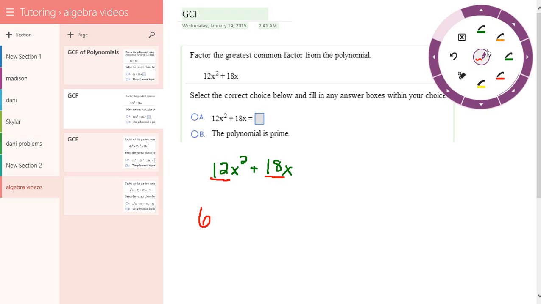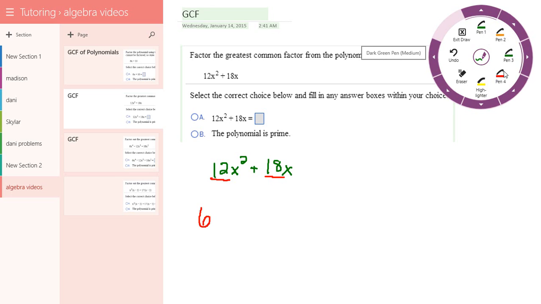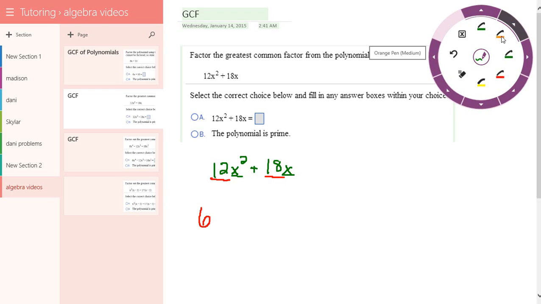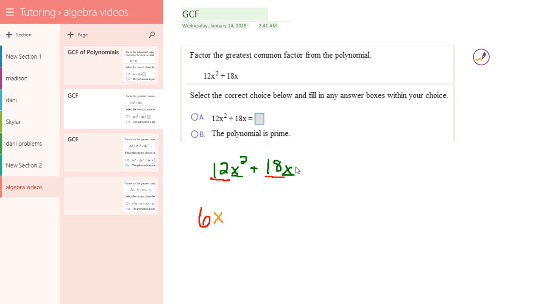Then you want to find the greatest common factor of x squared and x, and in this case that would be x. So the shortcut is this: you just take the lowest power.